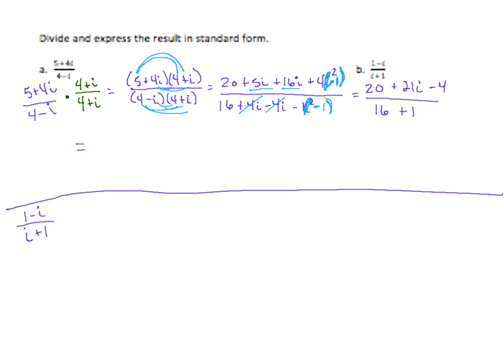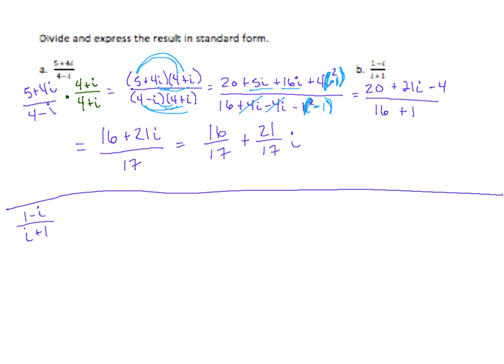So my next step is combining my like terms in my numerator. 20 and negative 4 leave me with 16 plus 21i over 17. Once again, I can't leave it that way. 16 over 17 plus 21 over 17i.